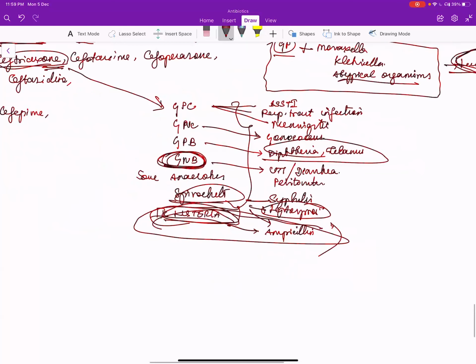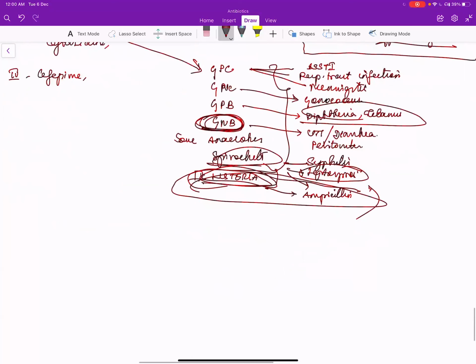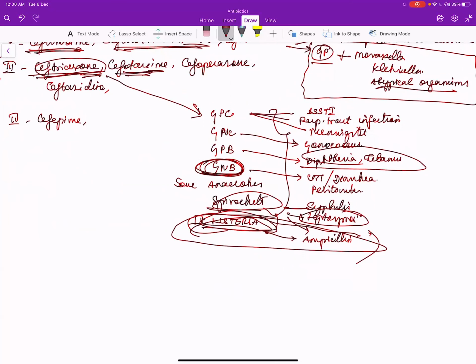Now cefotaxime, same thing. Correct. Cefotaxime is the same group. It can be used for the same thing. But why ceftriaxone is preferred and cefotaxime is not is based entirely on the pharmacokinetic properties. Okay. Now ceftriaxone and cefotaxime do not cover Pseudomonas.